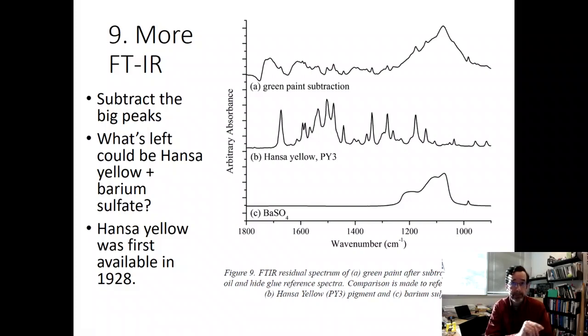Remember the barium that they found on the X-ray F? Barium sulfate under FTIR makes this shape. That could be that shape right there. Hansa yellow, if indeed Hansa yellow is here, was first available in 1928. So we're kind of getting weaker evidence as we go along, but that's what they're using this for. How weak can the evidence get? This is kind of questionable, but I think they could make their case. You don't want to rest your whole case on this, but I think I can see a pattern in the big spikes that could very well be Hansa yellow.